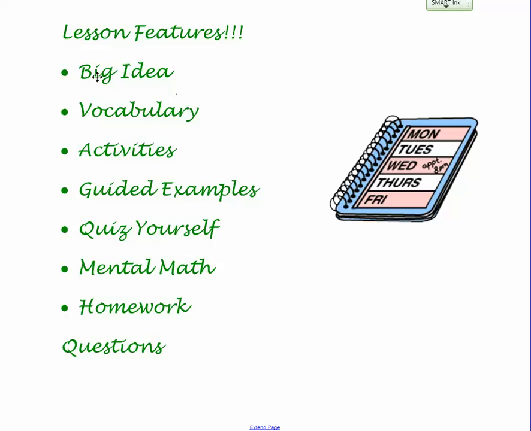So every lesson has that big idea, which is really important for you right brain thinkers. What is the big idea of this lesson and how does that connect to real life? The vocabulary words are always at the top of the page and they're bolded in the lesson. The activities are where math is not a spectator sport, you have to participate. The guided examples are where you work out with step-by-step guidance and instructions of how to solve a problem. The quiz yourself is where you stop and you just see if you really understood what we just did, and the answers to the quiz yourself are at the end of every lesson. There are always mental math practice activities just to keep your mental math skills sharp.